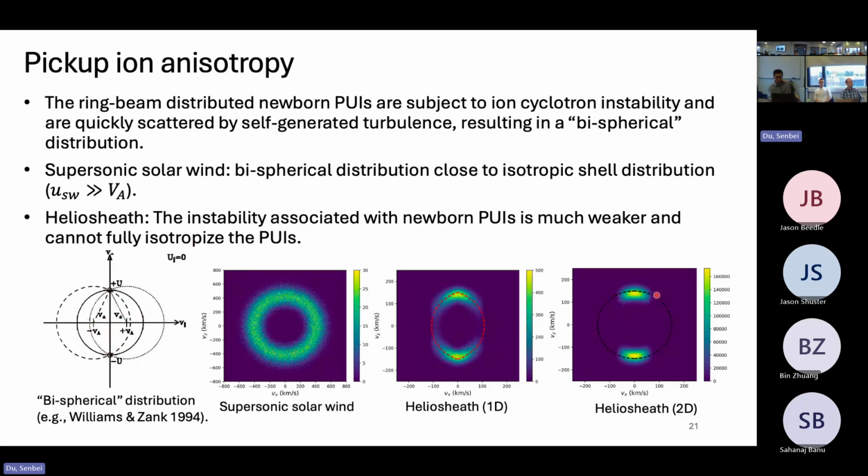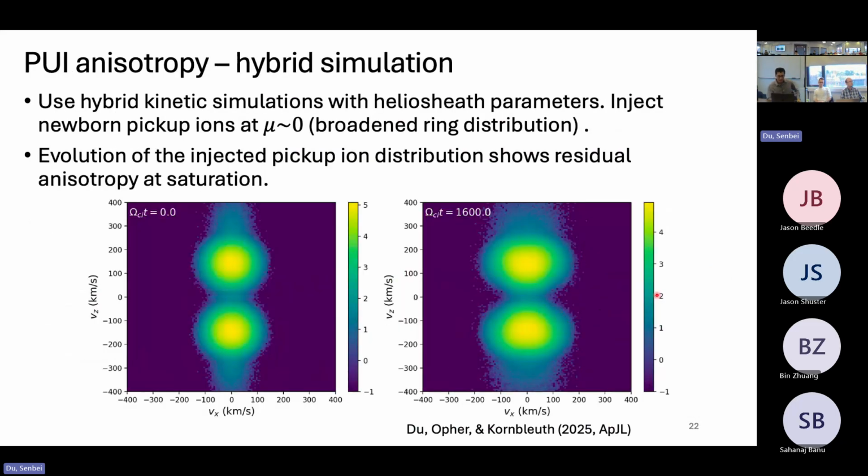And so we look at this further, and we consider some more realistic parameters for the heliosheath, and we consider injection of newborn pickup ions at mu equals 0, or the 90-degree pitch angle, perpendicular to the magnetic field, and initially following a broadened ring distribution. And in this figure, I show how the distribution changed in the simulation.